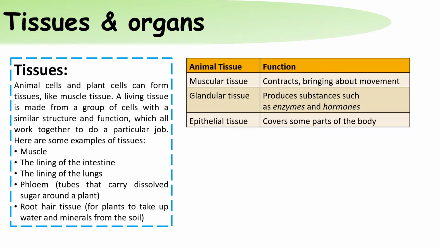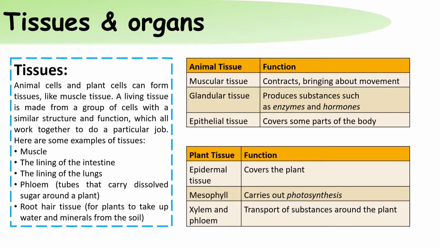So muscular tissue is there to contract. As it contracts, it brings about movement. Glandular tissue produces substances such as enzymes and hormones. And epithelial tissue covers some parts of the body. In plants, epidermal tissue covers the plant, mesophyll tissue carries out photosynthesis, and xylem and phloem tissue transport the substances around the plant.